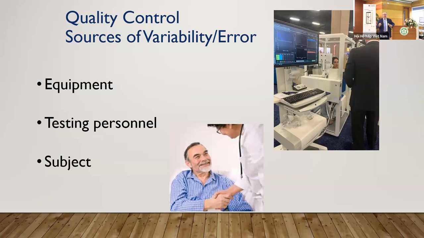We want to measure the change in the subject, but yet at the same time, these tests require active participation by the subject. And so they need to give us their best effort in order that we measure things correctly. So we have the equipment, we have the operator, and we have the subject themselves and their willingness to give us their best effort.